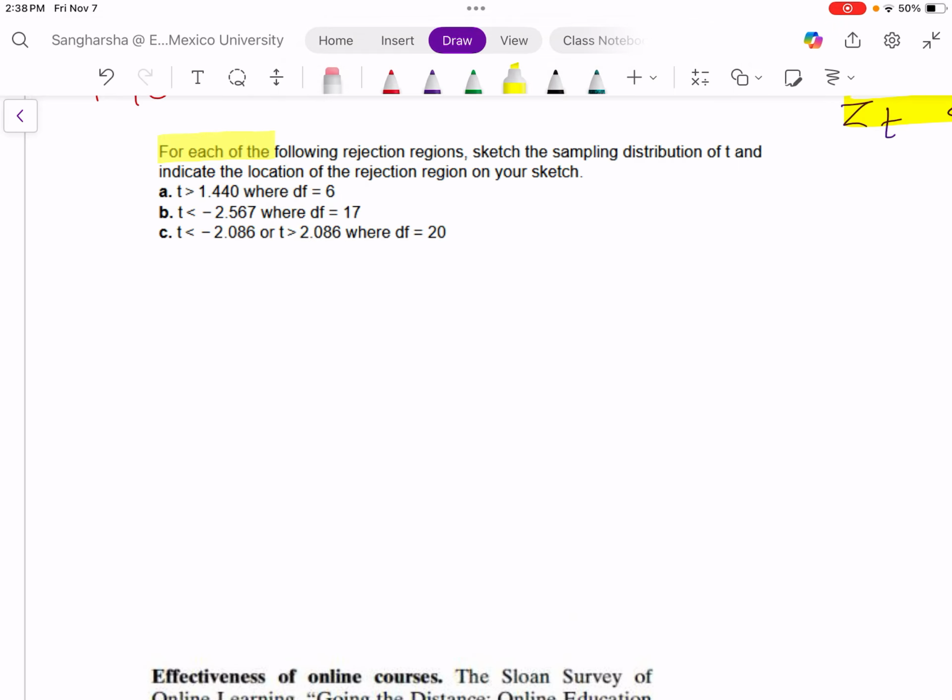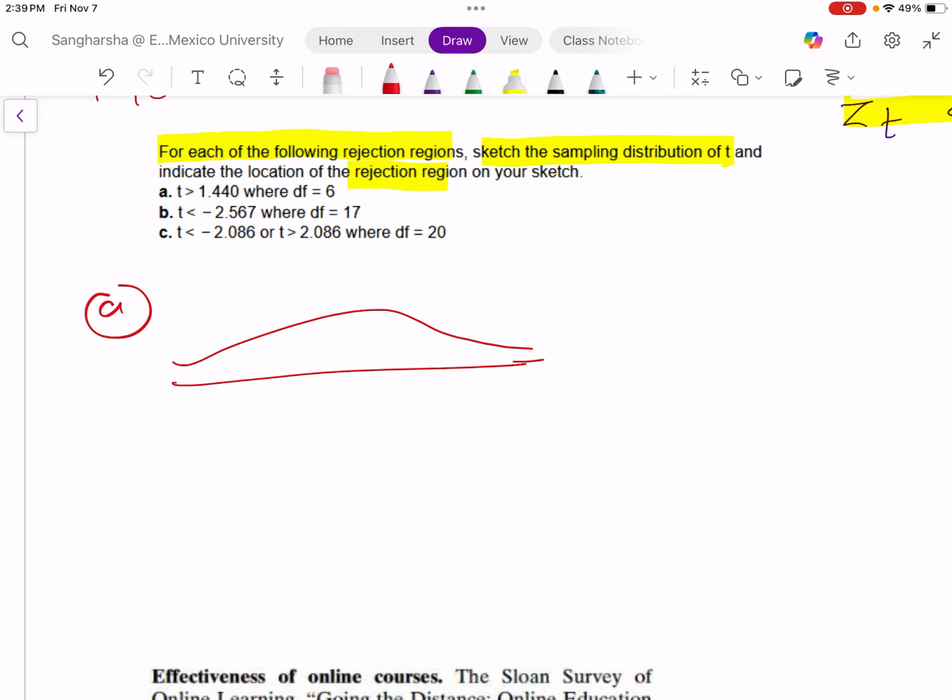For each of the following rejection regions, sketch the sampling distribution of T and indicate the location of a rejection region on your sketch. Okay, number A, we have T greater than 1.440. The degree of freedom is 6. So let's draw the sampling distribution. So this is our sampling distribution. This is our T, and if our T is greater than 1.440, then we reject. So that is our rejection region.